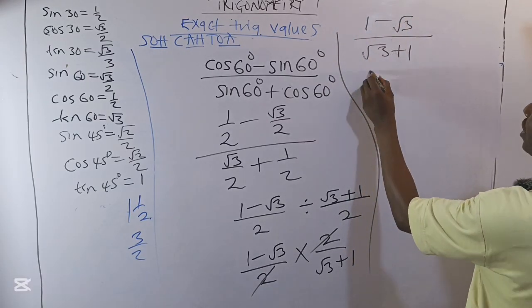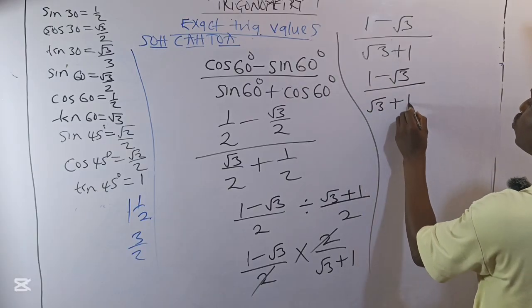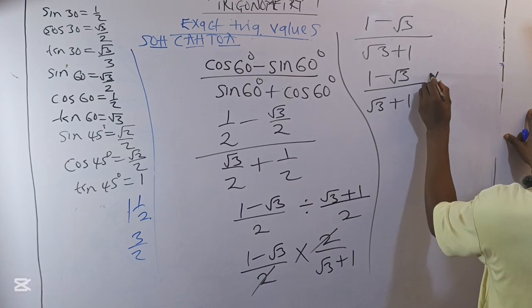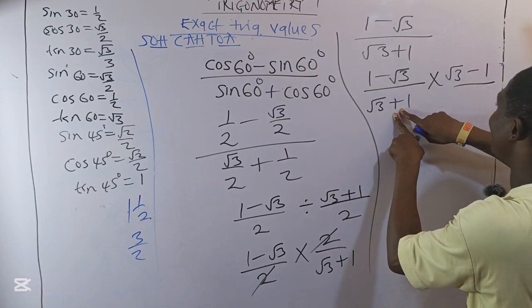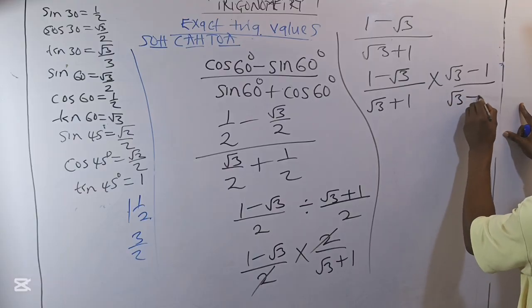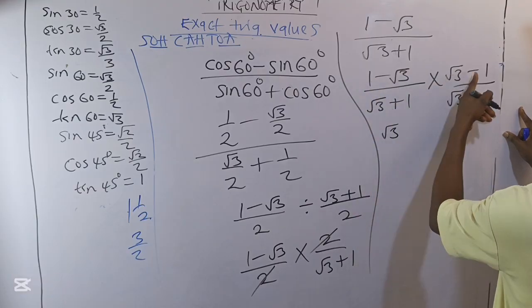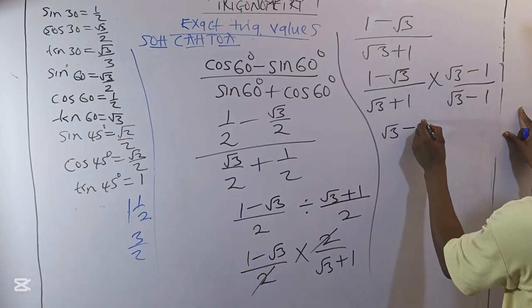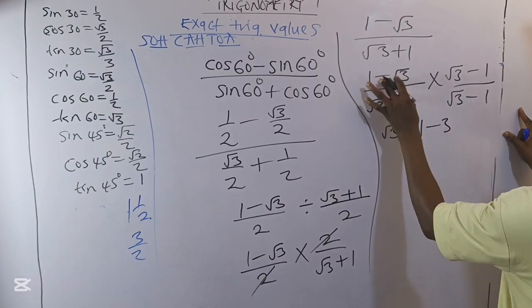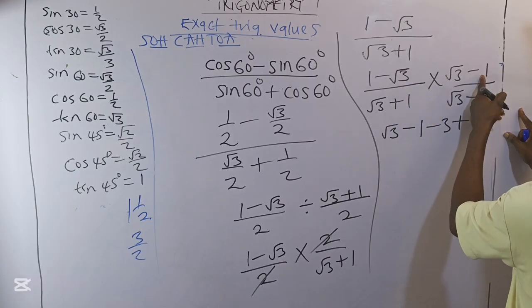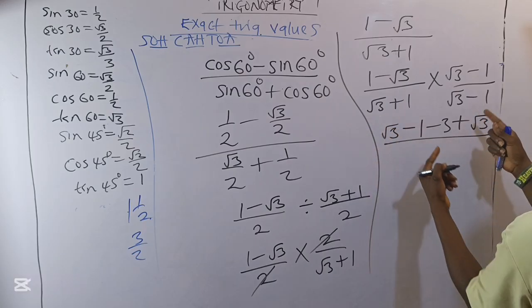I'll rationalize this. I'll have 1 minus root 3 all over root 3 plus 1. Since I have root 3 plus 1, I'll therefore multiply by root 3 minus 1. This is called the conjugate base of this. So I have root 3 minus 1. 1 times root 3 will give me root 3. Plus 1, plus times minus, minus 1 times 1, 1. Minus times plus, minus root 3 will give you 3. Minus minus plus root 3 times 1 will give me root 3.